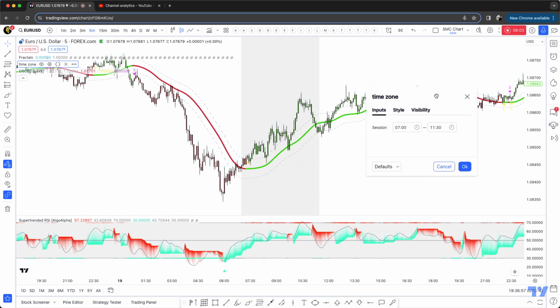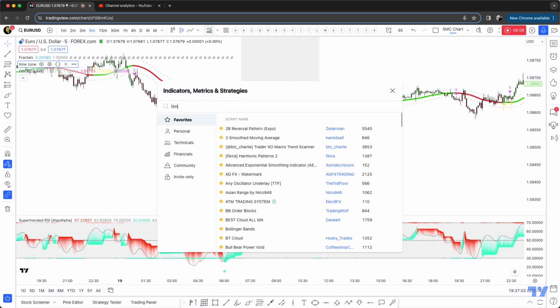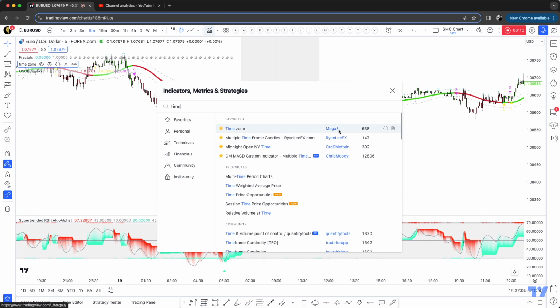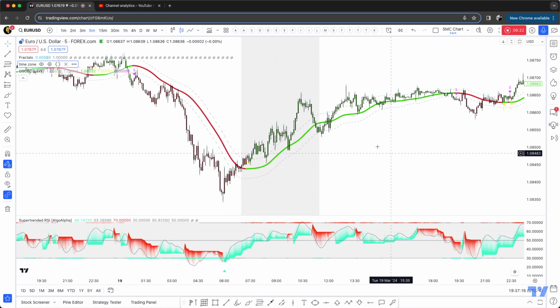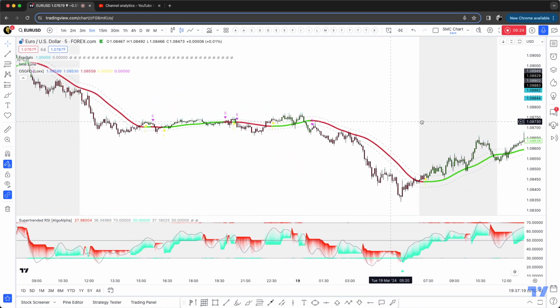Right. So I'm using this indicator called time zone, just like that. Just go on here. And this is the indicator by MAGA tree, right? And once you have it, you're going to put 7 a.m. New York session until 11:30, around 11:30, or you can put midday probably right there. So click OK. And that's going to bring up a gray zone.